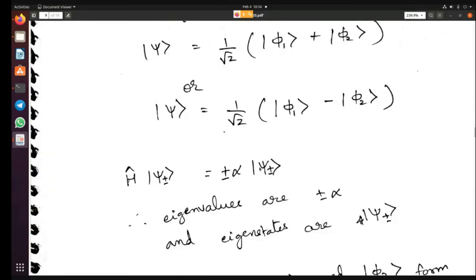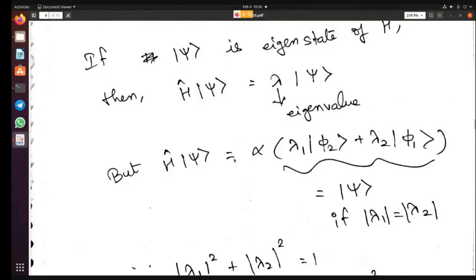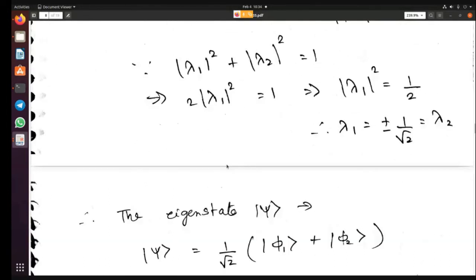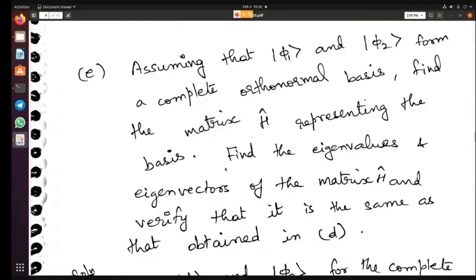Please try to do this problem yourself, go step by step, and you will understand it better. Only if you work out the problem will you know what I'm talking about.